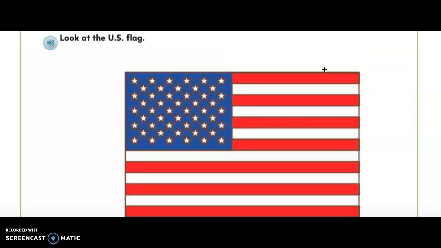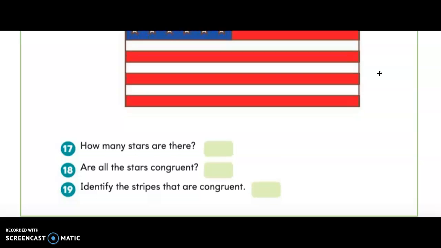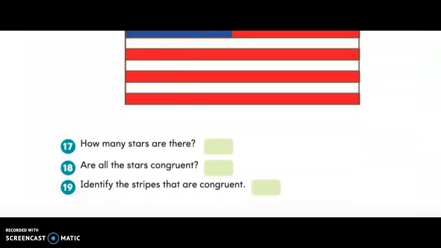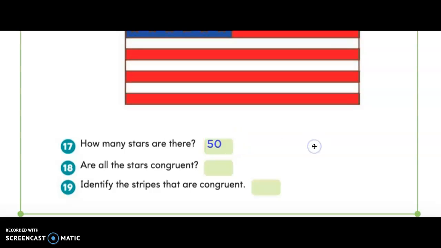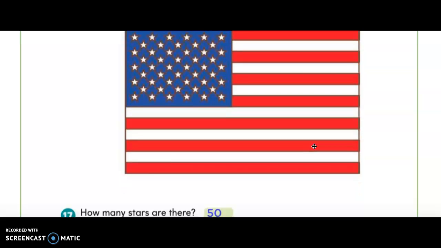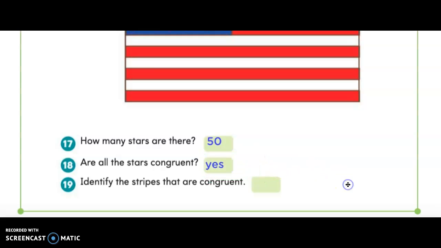All right, so take a look at our United States flag. Now, I hope all of us know how many stars are there because we've talked about this before. There are 50 stars on there because of our 50 states. Now, are all of the stars congruent? Take a look at those stars. Could we stack them? Are they the same size and shape as each other? The answer is yes, we could stack those and they would all be the same shape and size.